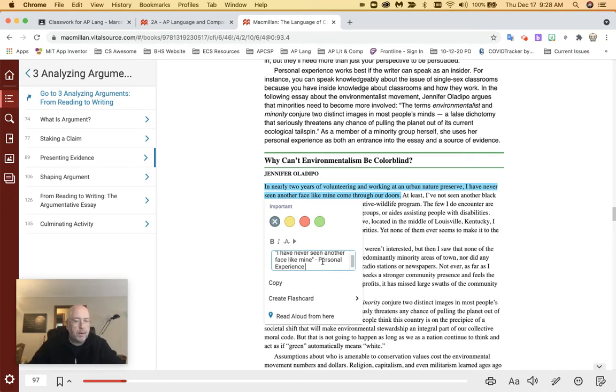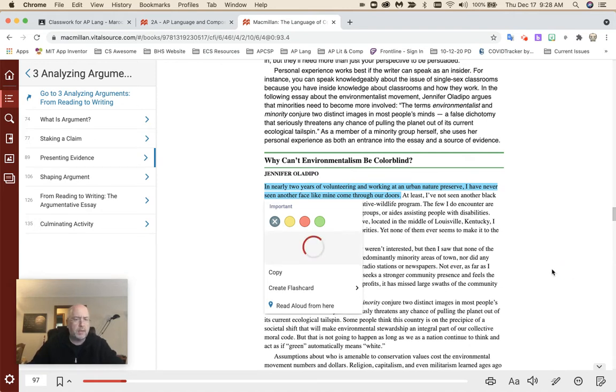That's personal experience. I may even want to make notes. She sets herself up as an expert because she's a person of color. I'll use English, and then ethos. I'll even write that in for myself, so I have that note for myself later on.